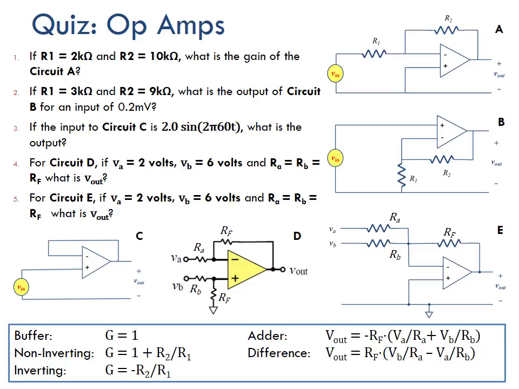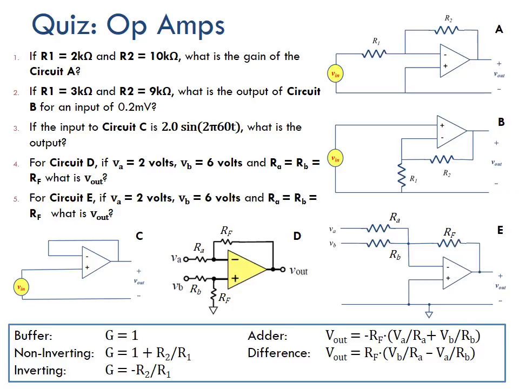So here we're going to go through the answers for some of these op-amp circuits. In number 1, if R1 equals 2 kiloohms and R2 equals 10 kiloohms, what is the gain of circuit A? So let's look at circuit A. Let's identify it correctly. That's the hardest part of these, identifying it.